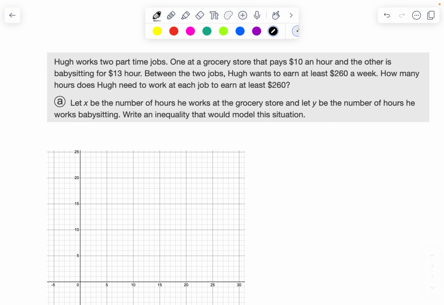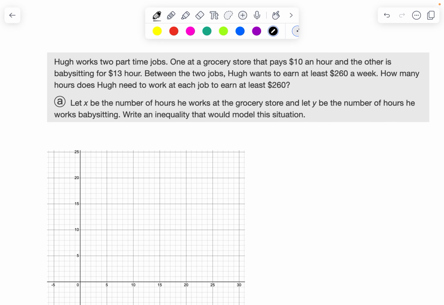Hugh works 2 part-time jobs, one at a grocery store that pays $10 per hour. The other is babysitting for $13 per hour. Between the 2 jobs, he wants to earn at least $260 per week. How many hours does he need to work at each job to earn that?